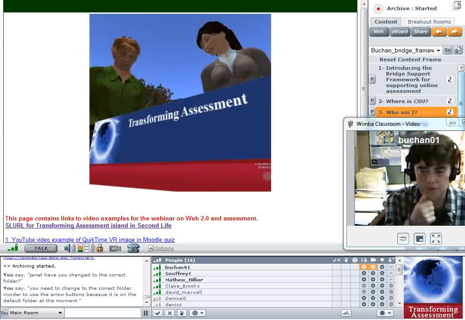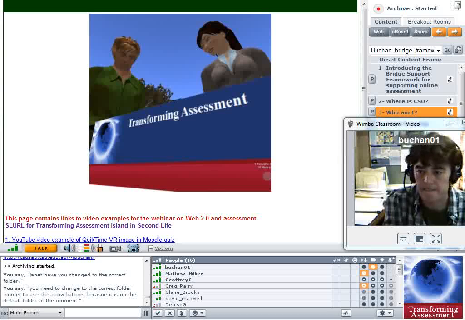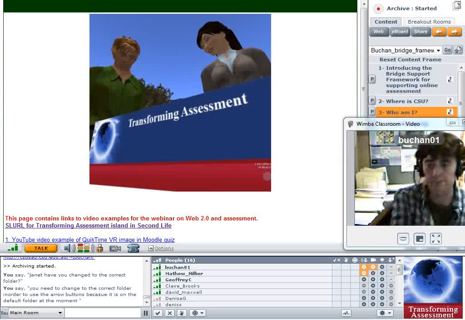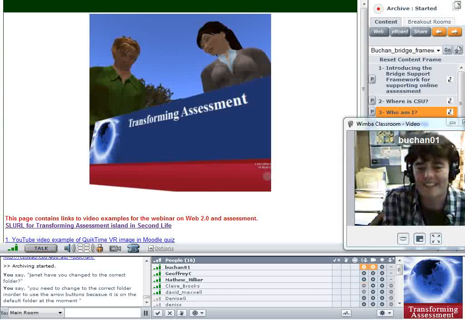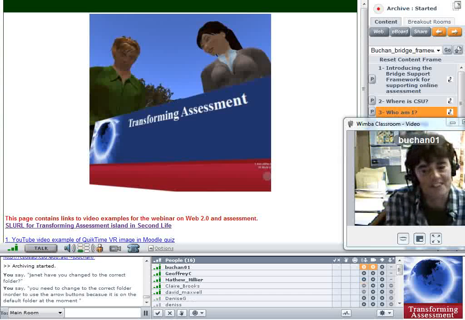Seem to be getting a few slides thrown in there which are not right. Janet, you need to change to the correct folder. There's the drop-down menu next to the Go button towards the upper right-hand side. You need to change it to your Buchan Bridge Framework folder, then press Go. Then you'll get your folder list coming up. Yep. Technically challenged there.